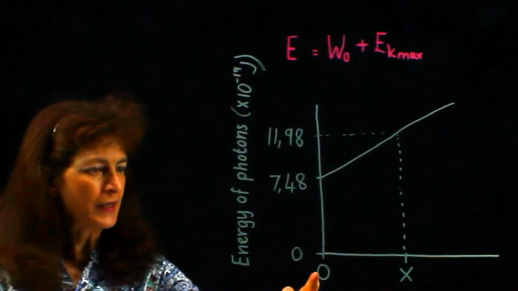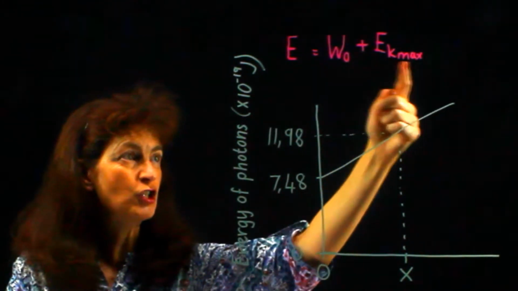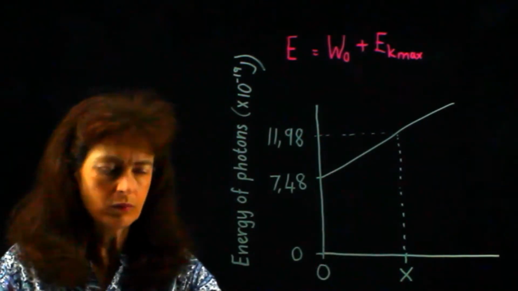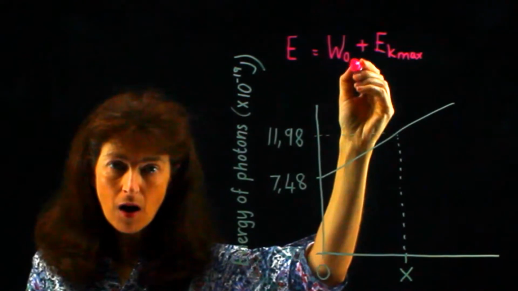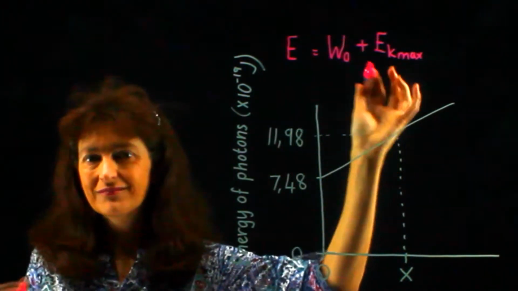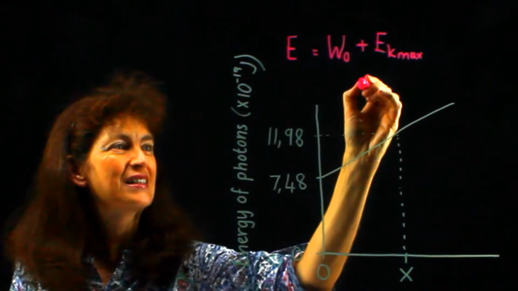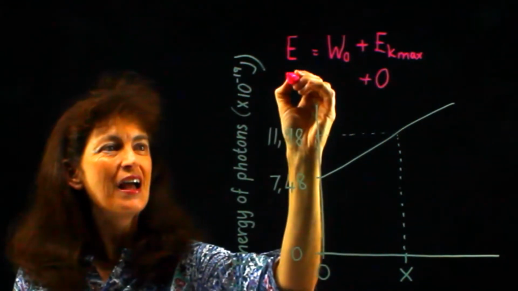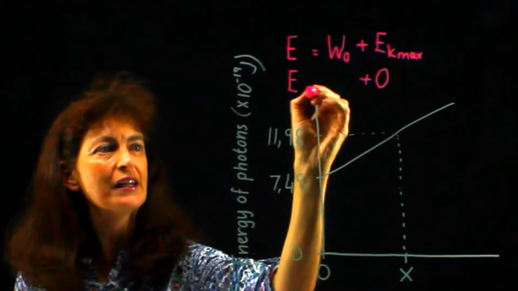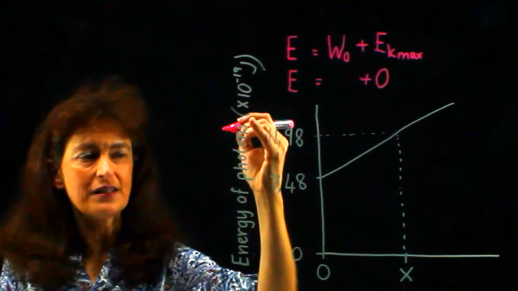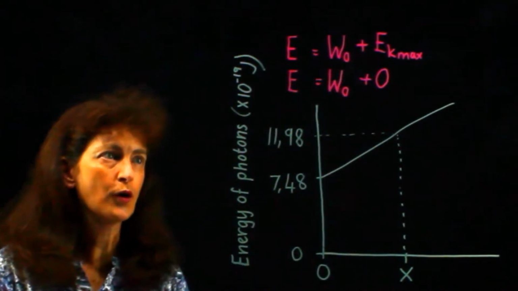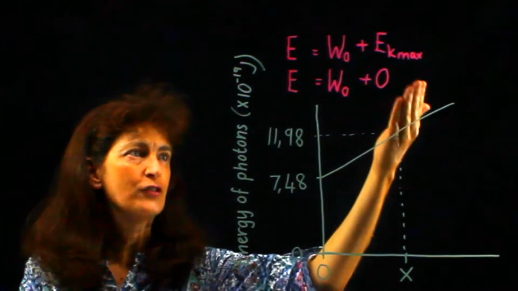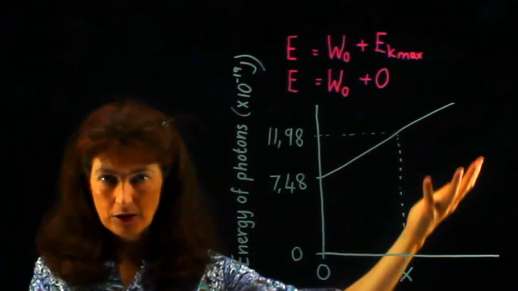Now here we are speaking about when kinetic energy is zero. V squared is zero. Well, that means kinetic energy is zero. So that part of this equation goes away. Well, let's keep it there, but just make it zero. And then can you see that the energy that the photons supply, all of it is needed to overcome the work function. There is none left over to go into kinetic energy.